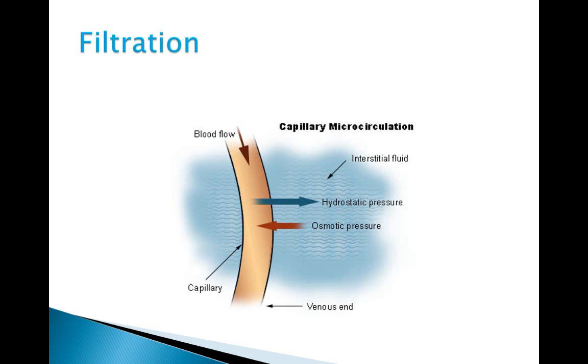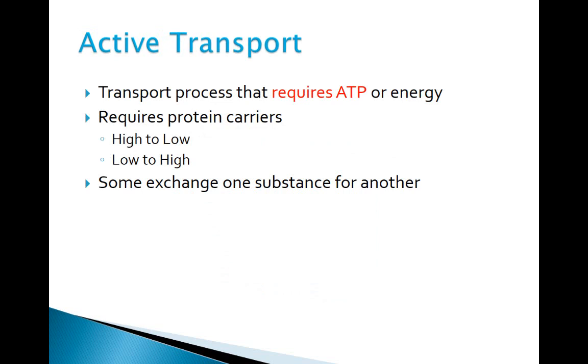Okay, so those are your three passive transports. That would be diffusion, osmosis, and filtration. Those three do not require energy to move substances, whereas now we're going to shift gears into active transport, which do require energy to transport substances. They require protein carriers to be utilized. They can move substances from high to low, but they can also, because we're using energy, move materials from low to high. Some active transports can exchange one substance for another, which we're going to look at right now.